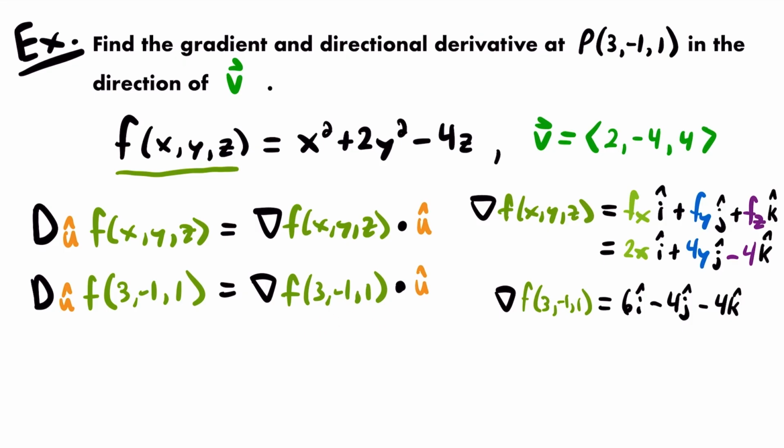So that's half of what we needed. We now have the gradient vector at that specific point, but we do need to dot product it with the unit vector for this scenario, which we currently don't have, at least I don't think so.